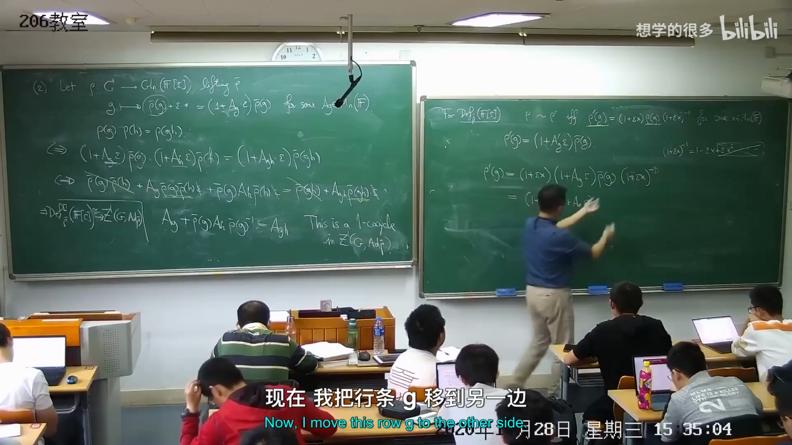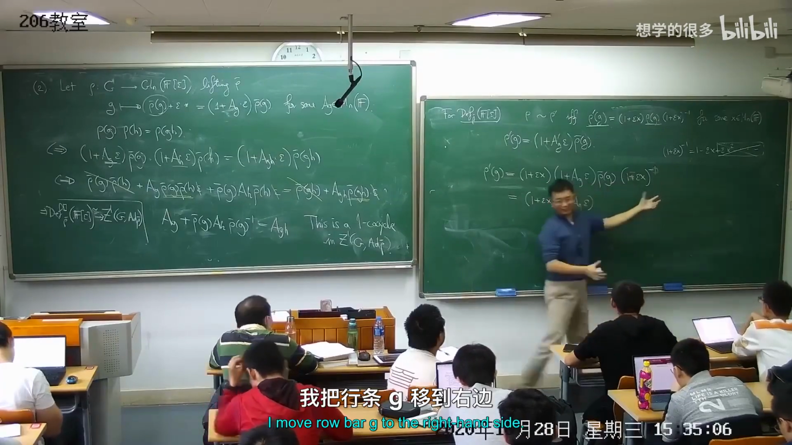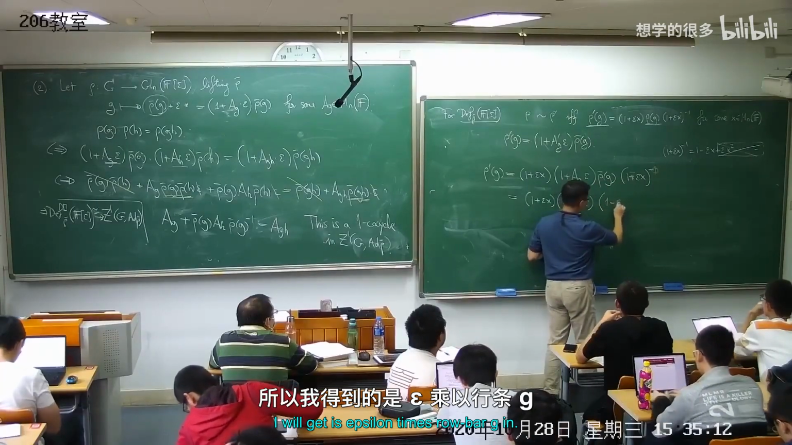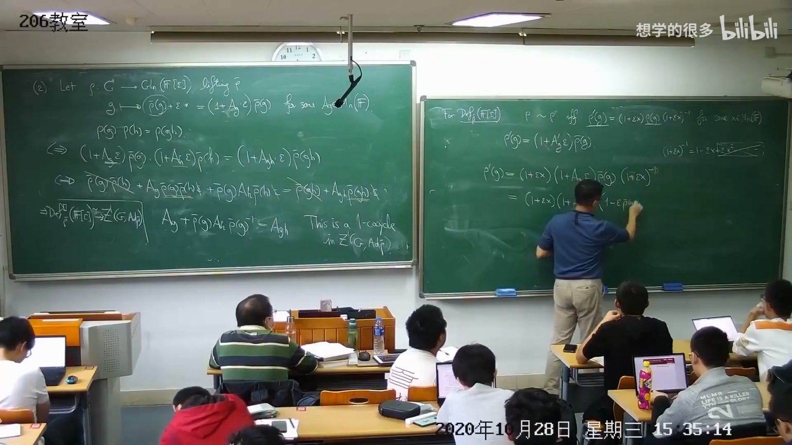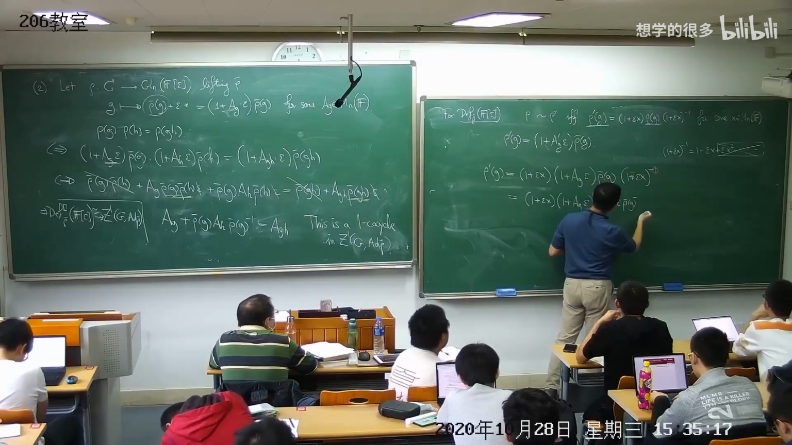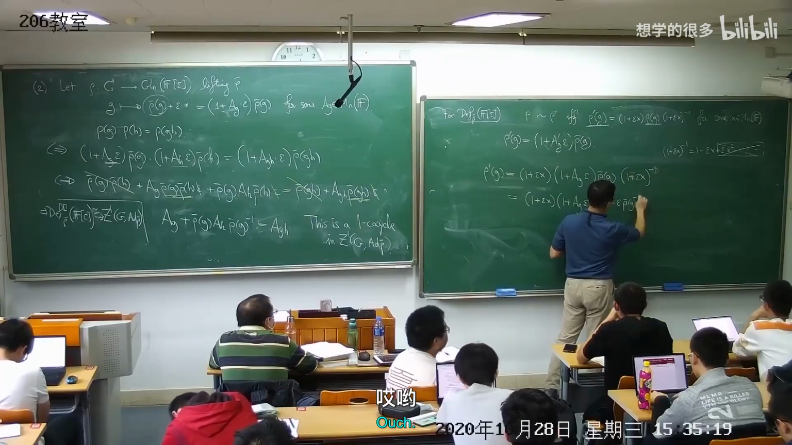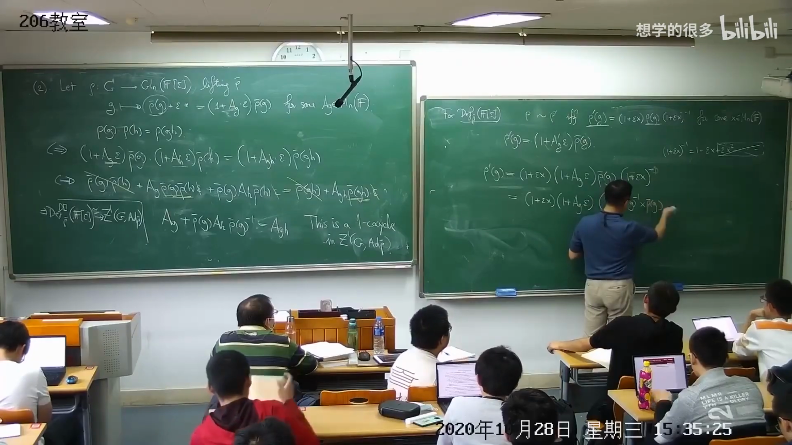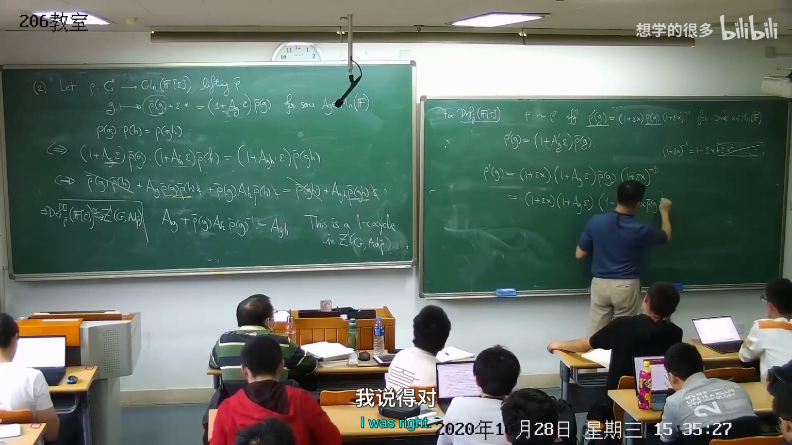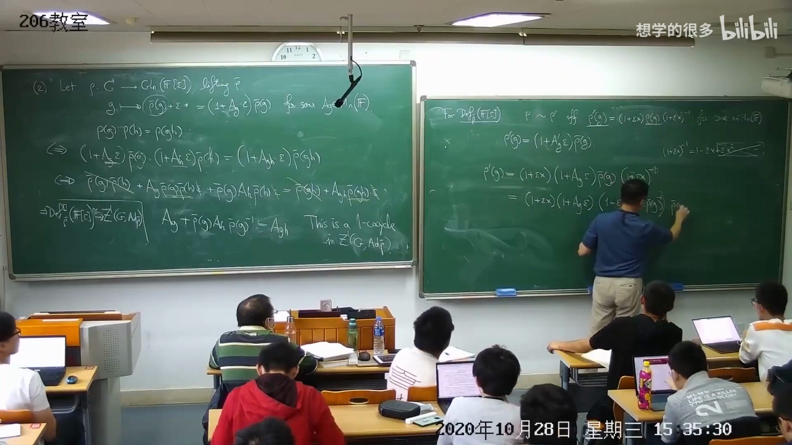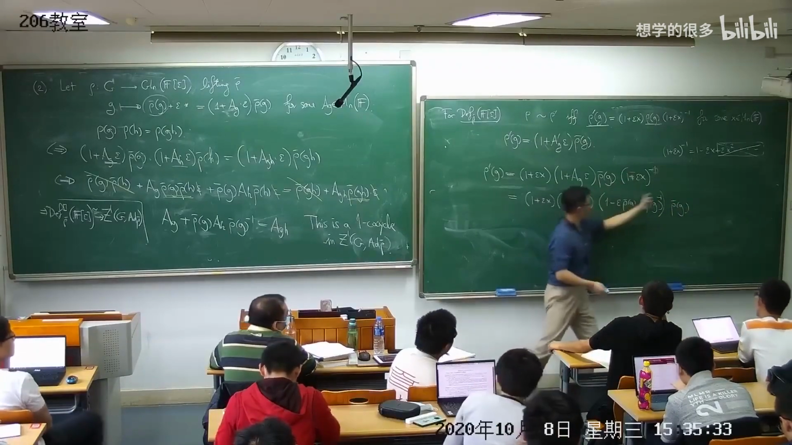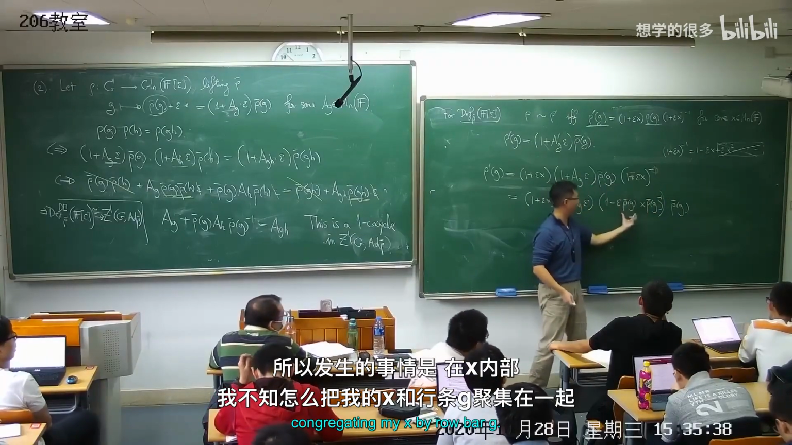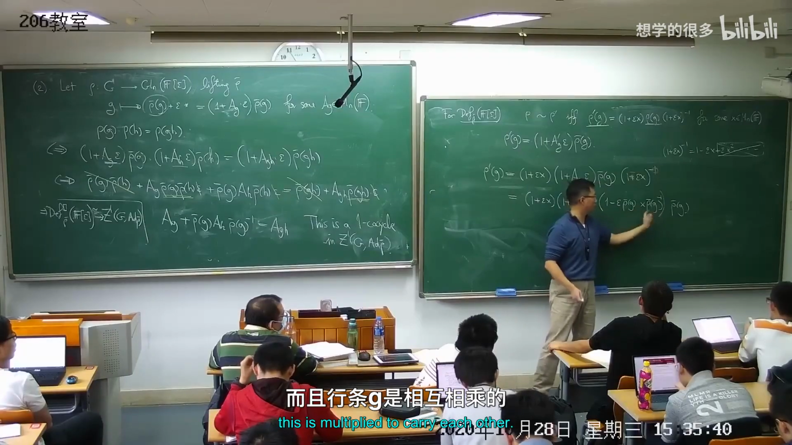Now I move this rho G to the other side. I move rho bar G to the right hand side. So what I will get is epsilon times rho bar G. I can move this rho bar G to the other side. So what's happening is that inside of the x, I somehow end up conjugating my x by rho bar G and rho bar G inverse. So these multiply to kill each other.